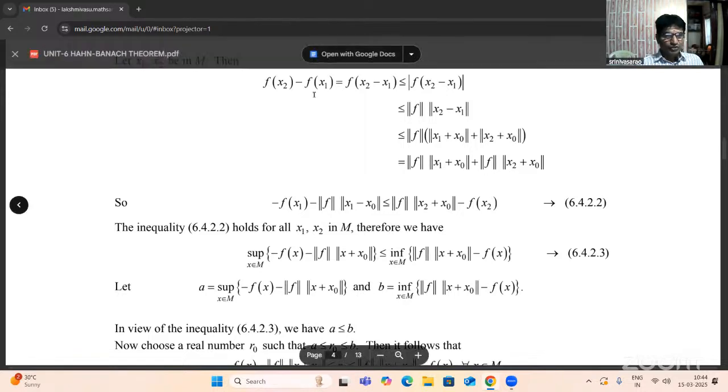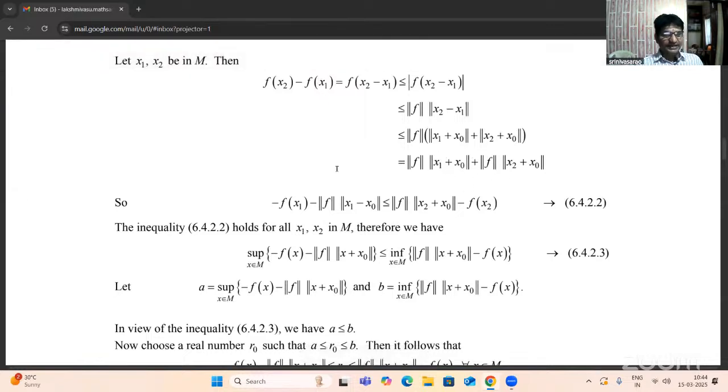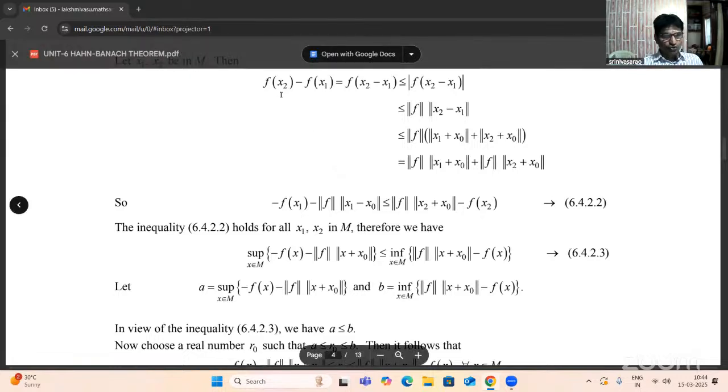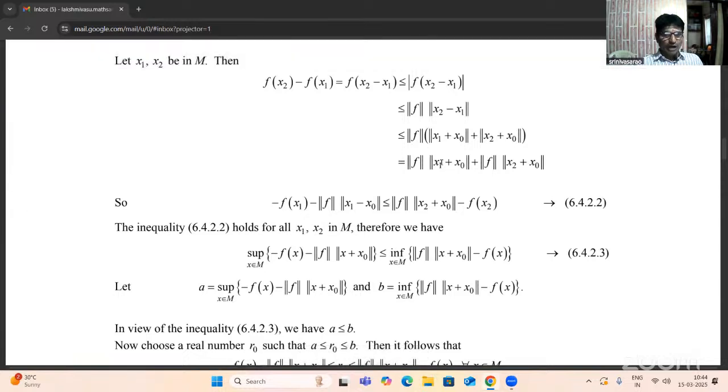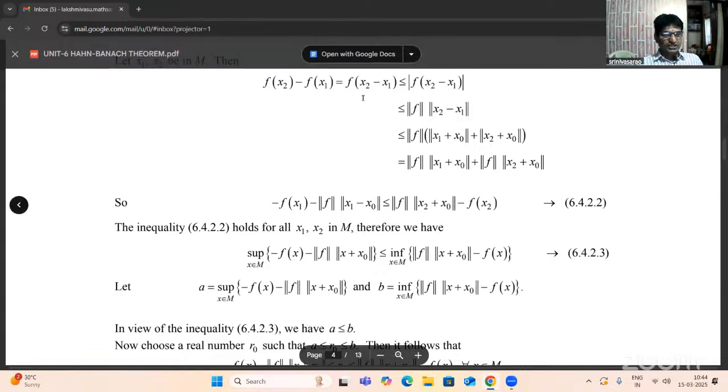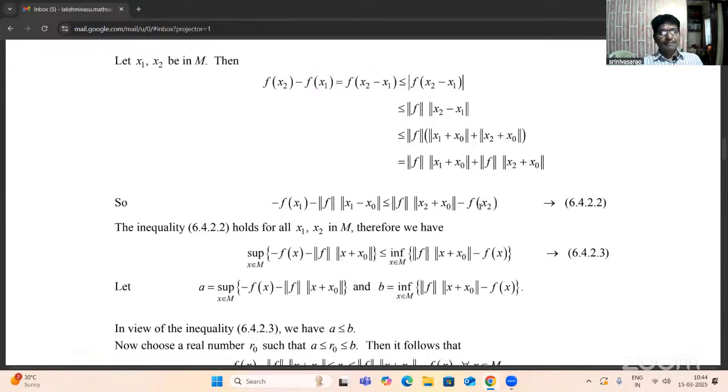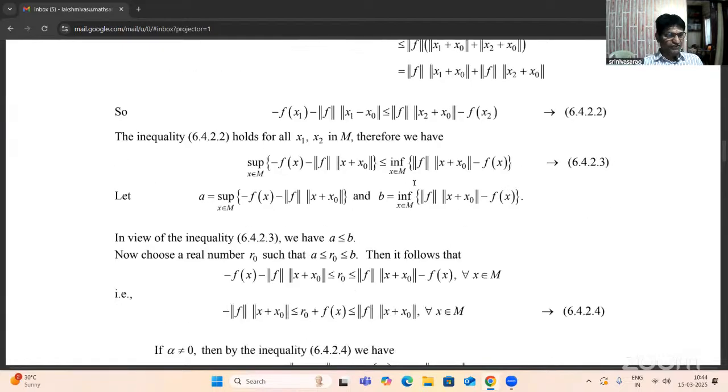Minus f of x1 here, converting this value to the left side, and f of x2 converting to the right side. We are taking both elements interchanged here. Now minus f of x1 minus norm f into norm x1 minus x naught, and again this value is less than or equal to norm f into norm x2 plus x naught, and f of x2 converting to the right side, minus f of x2. So that is the second equation.